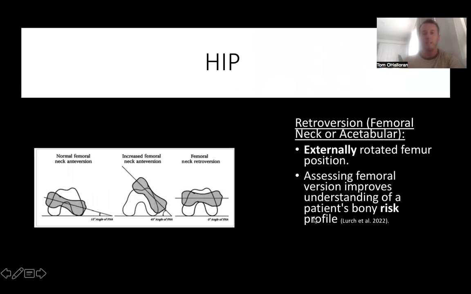But just understanding this, and being able to assess and look at someone and maybe even give them insight into why they've moved like that their whole life, why they've sat in that W position as a kid up until teenager, why they're so loose through the hips and flexible, why they've had ongoing hip or knee issues, really helps give them, you know, it's actually your structure and we can work around it, but this is normal for you as well. So assessing that femoral version improves understanding of the patient's bony risk profile, and where they take load.